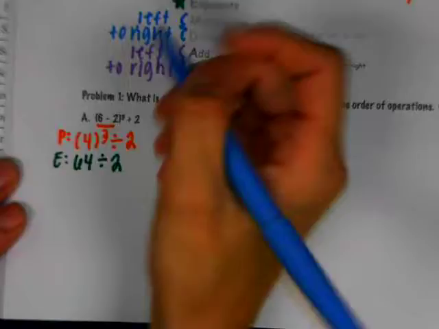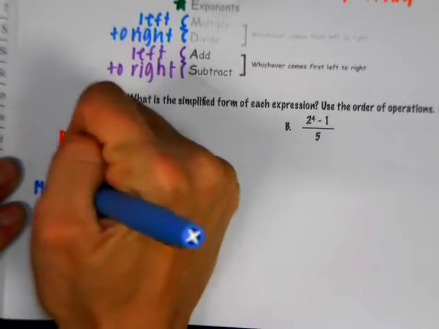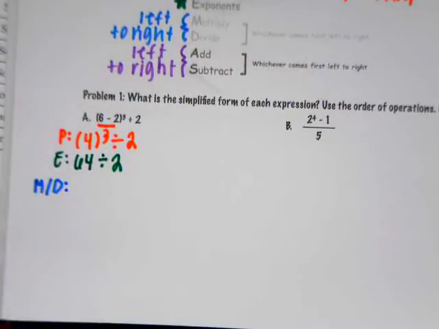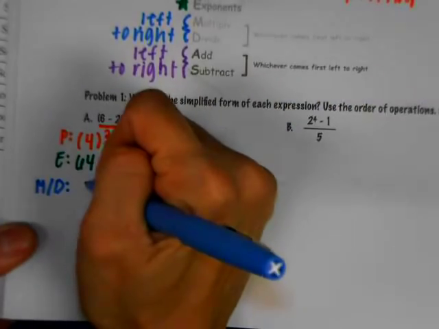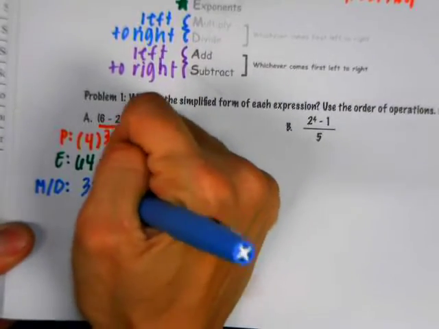Okay, so that's all our exponents. Now you're going to do multiplication and division left to right, whatever comes first. We only have one. What's 64 divided by 2? 32.